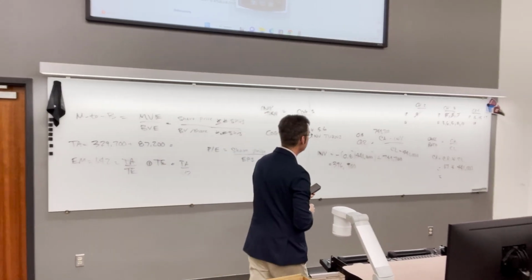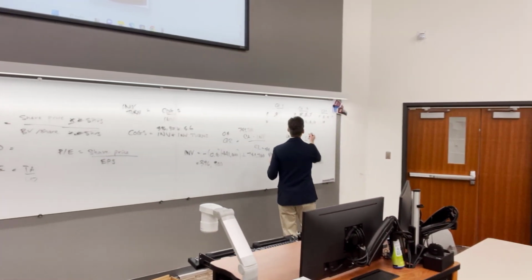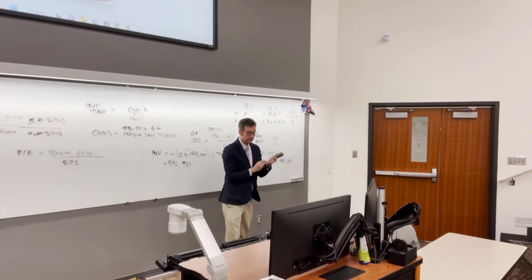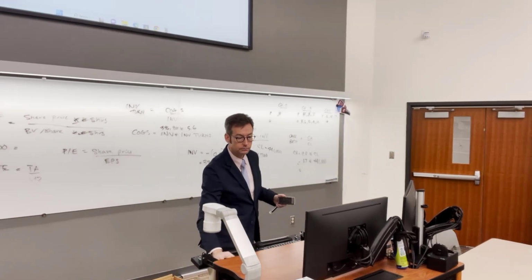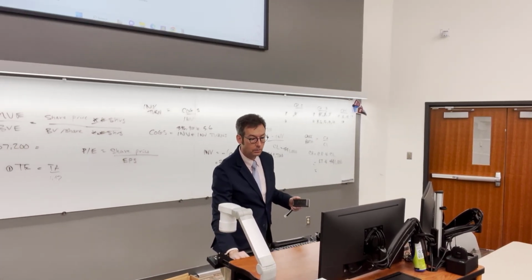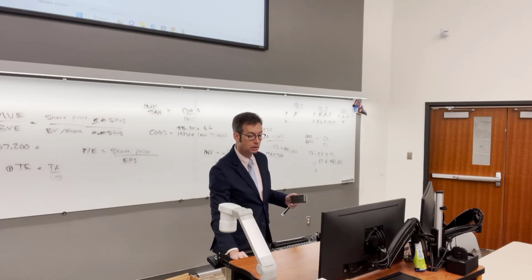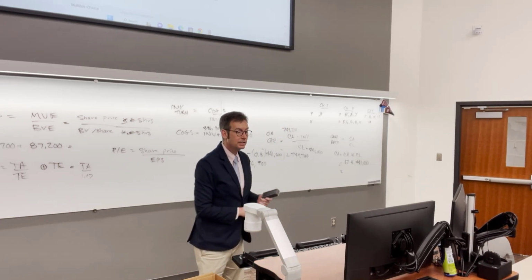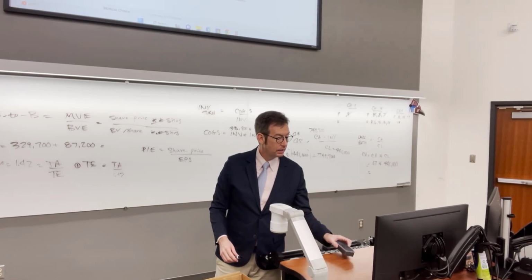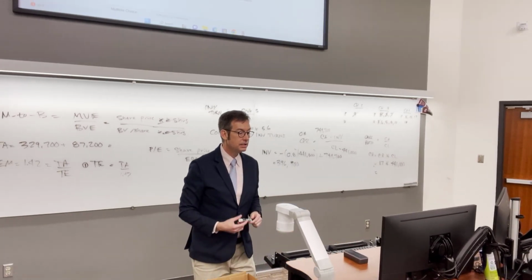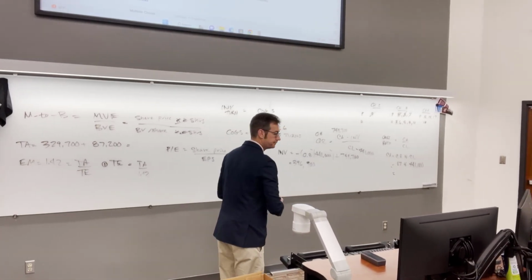Okay, now let's see. That was number 3 on the homework. I believe number 5 is up next. Number 5. A firm has a debt-to-equity ratio of 0.53. What is the total debt ratio?